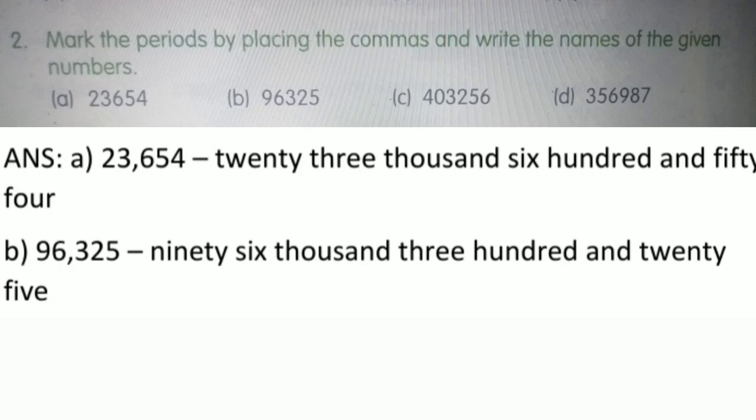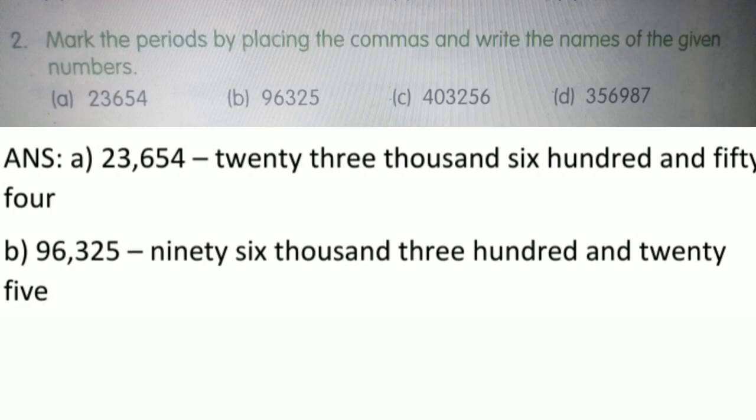The second part is 96325. So if you want to put a comma, let's start counting from ones, tens, 100. Now put a comma, then 1000, 10,000. So you just have to put a comma after 96. So 96,325 and it can be written as ninety-six thousand three hundred twenty-five. Basically, if you want to put a comma for any digit, you just have to keep in mind the place value chart that I have shown you earlier. You have to separate the period accordingly.